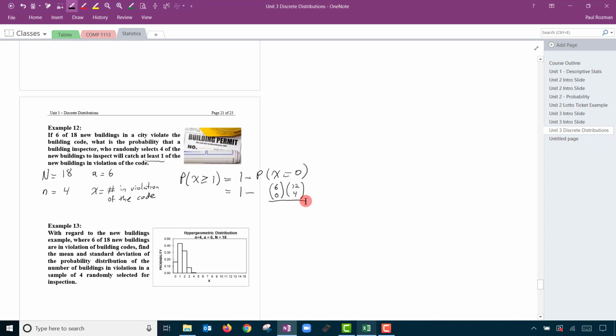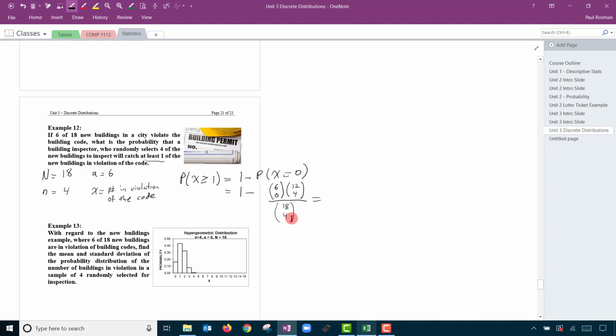And I'm going to divide that by all the different ways that I can pick 4 buildings out of 18. So there are 18 buildings, and I'm choosing 4. So basically, all the different ways that I can pick a building that is in violation, but I don't want any, times the number of ways I can pick ones that aren't in violation, and then divide that by the total number of ways I can choose 4 buildings.